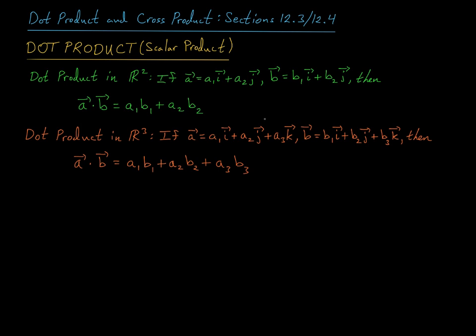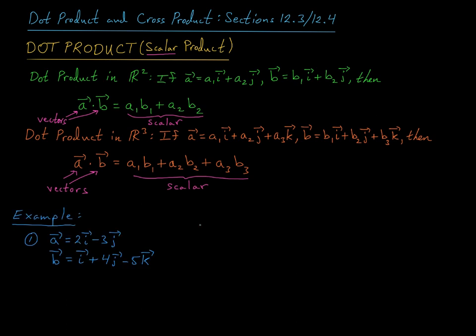Here we're going to multiply the i components to get a1 b1, the j components to get a2 b2, and the k components to get a3 b3, and sum those products, and that sum is the dot product. Notice that when you take two vectors a and b and form their dot product, the output is a scalar. a1, a2, a3, and b1, b2, b3 are the components of our vectors, and so they're just real numbers. So the expression on the right-hand side is in fact a scalar, just a real number. For that reason, the dot product sometimes is referred to as a scalar product.